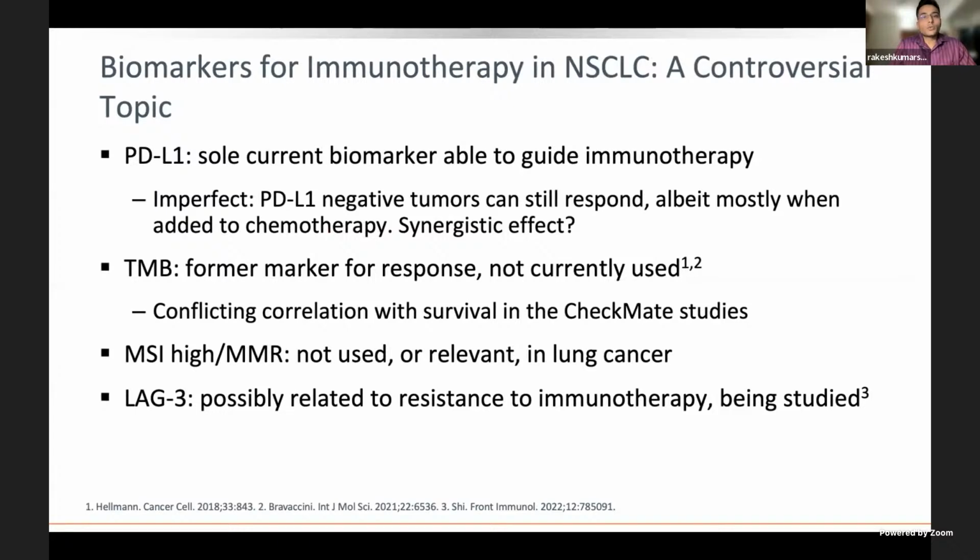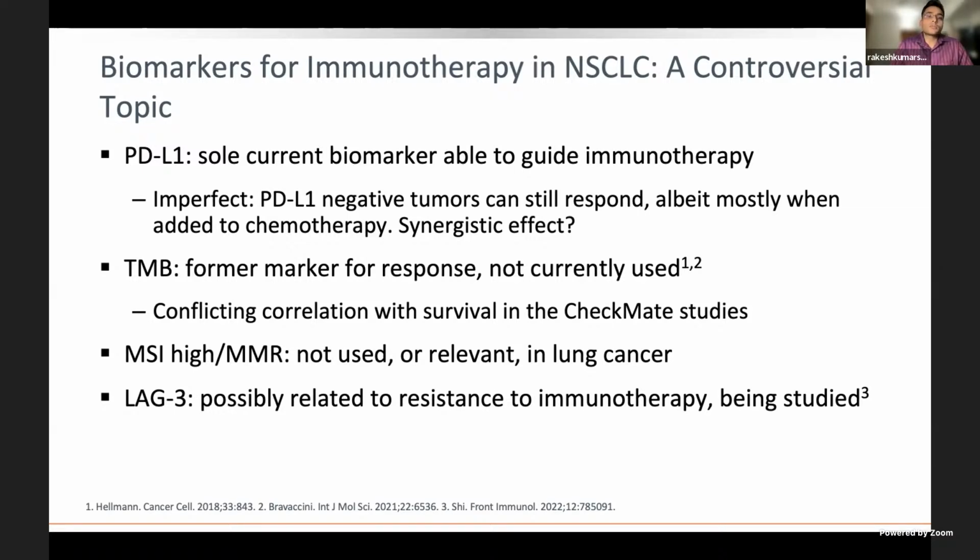Although PDL1 is the sole biomarker available to guide immunotherapy, it is not a perfect biomarker, as we have seen that patients with PDL1 high may not respond to immunotherapy, or PDL1 negative tumors may respond to immunotherapy. But for now, we have this marker available in our arsenal, and we have to rely on this, although it is not a perfect biomarker.